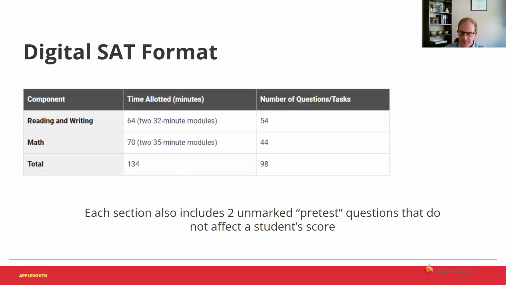Format continued. So the verbal, which we're here to talk about today, is 27 questions in 32 minutes. So 54 total, but section 1 is 27 questions in 32 minutes. Section 2 is 27 questions in 32 minutes. Of those 27 questions, 2 of them won't end up counting. So they're experimental, they're pre-test questions. But as test takers, we can't really worry about that.